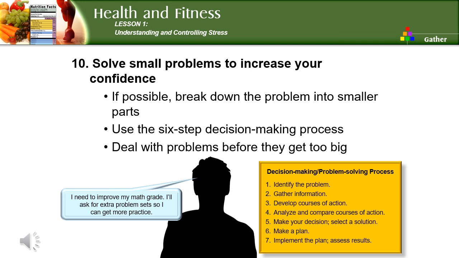Then you can use the decision-making problem-solving process, which is: 1. Identify the problem, 2. Gather information, 3. Develop courses of action, 4. Analyze and compare courses of action, 5. Make your decision and select a solution, 6. Make a plan, 7. Implement the plan and assess the results.